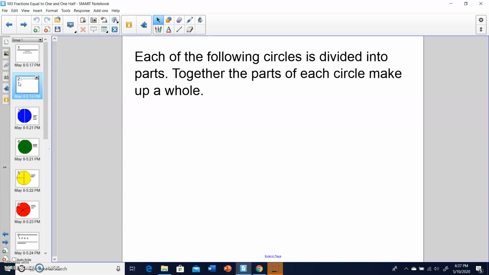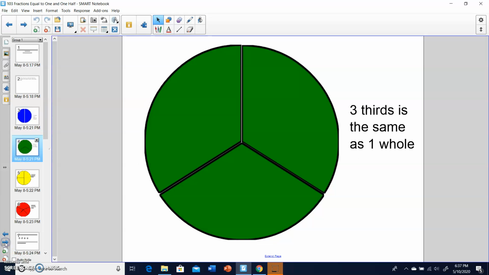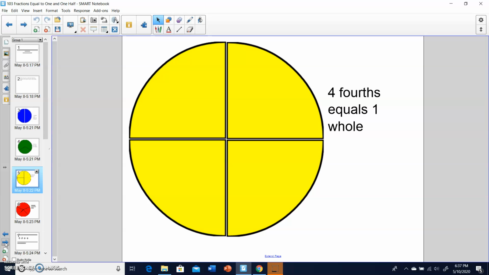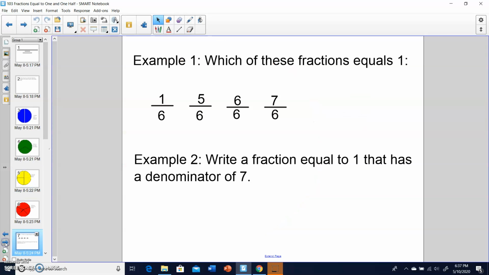Okay, each of the following circles is divided into parts, and together the parts of each circle make up a whole. So I have 2/2 equal 1 whole. 3/3 is the same as 1 whole. 4/4 is the same as 1 whole. And 5/5 is the same as 1 whole.